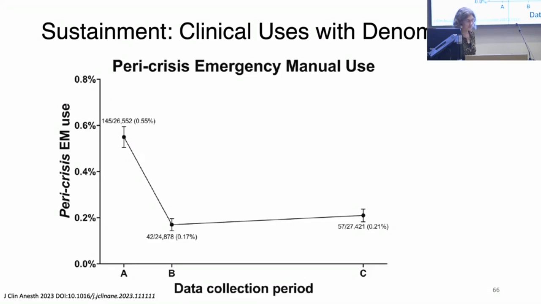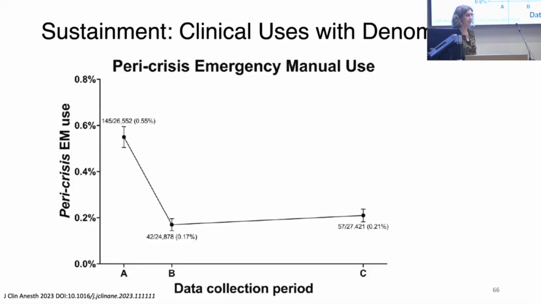But this was in hundreds of thousands of cases at Mass General, where they collect data at the end of each case, similar to how Dr. Will Gustick and Dr. Ashley Peterson, the QI committee, have started to implement here. So we had this data of all cases that were answered, and we were able to add a separate question about emergency manual use. And this is just the peri-crisis use.